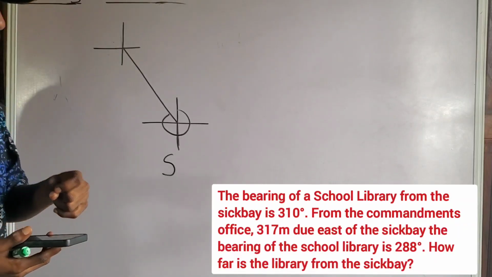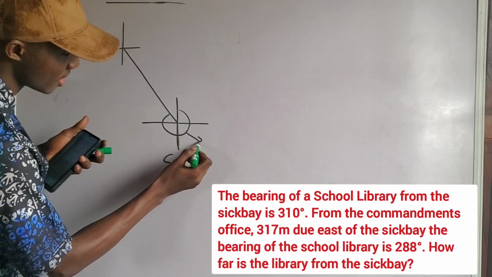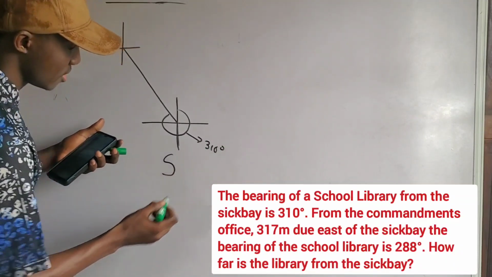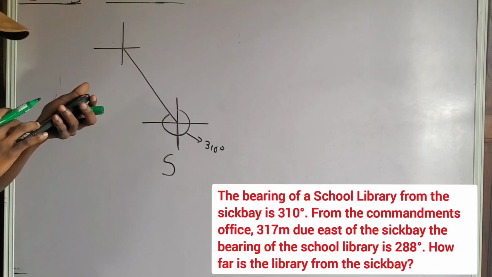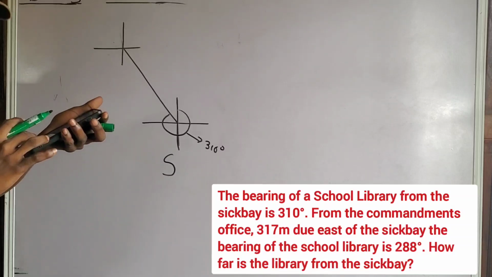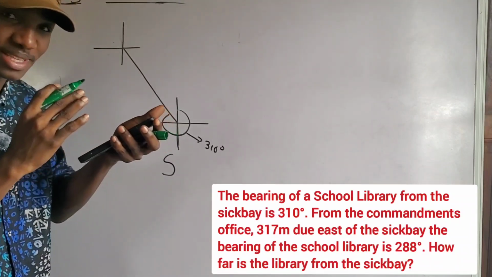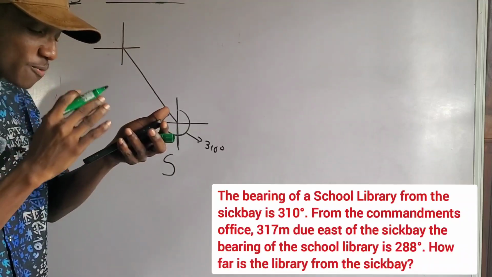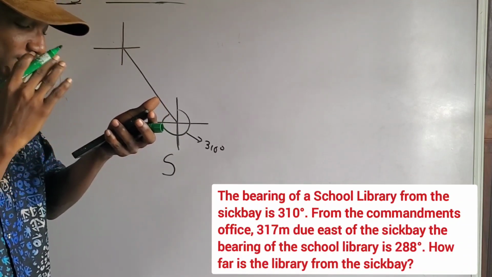Do you understand? Okay, so this is 310 degrees. Now from the commandment office, 317 meters due east of the sick bay. Okay, from the commandment office, listen to that question. Pay attention to that statement. From the commandment office, 317 meters due east of the sick bay.